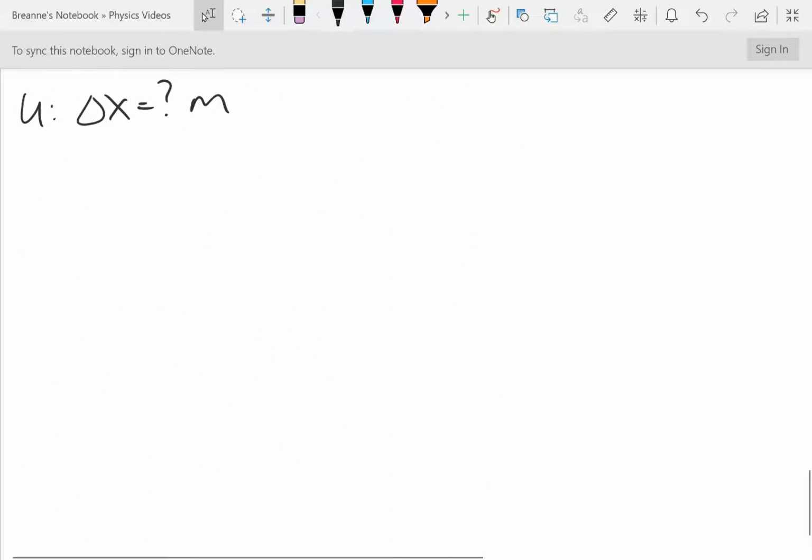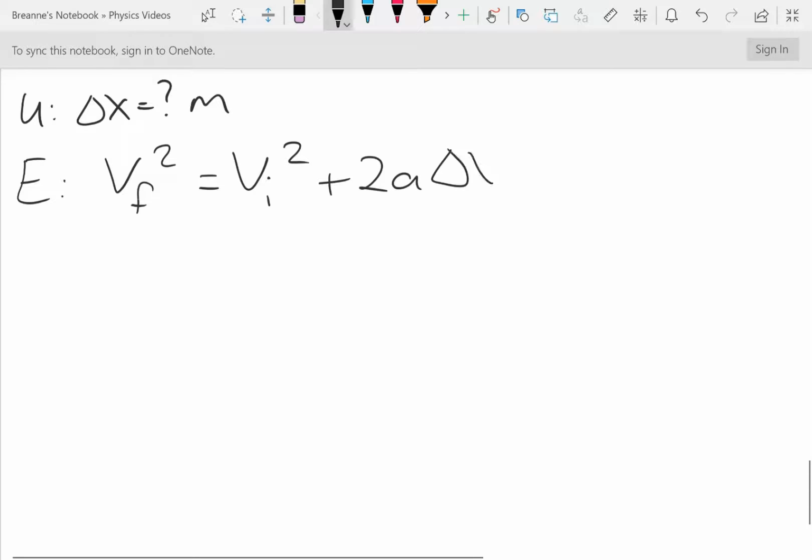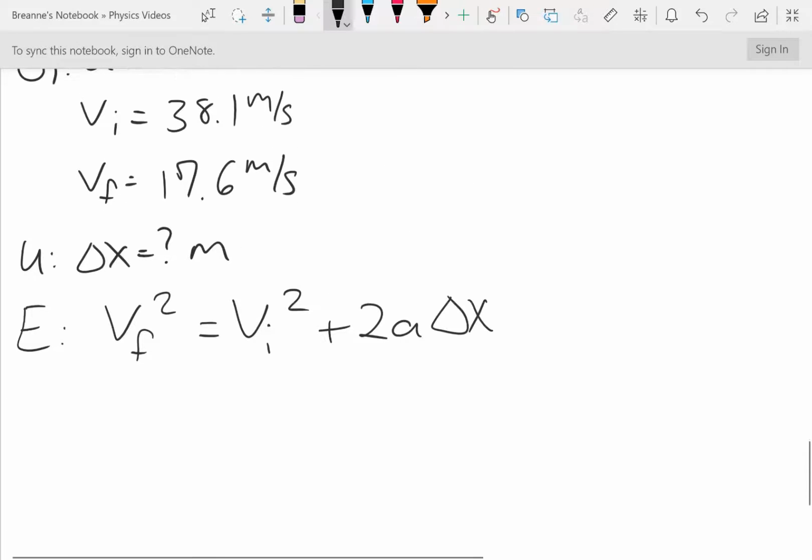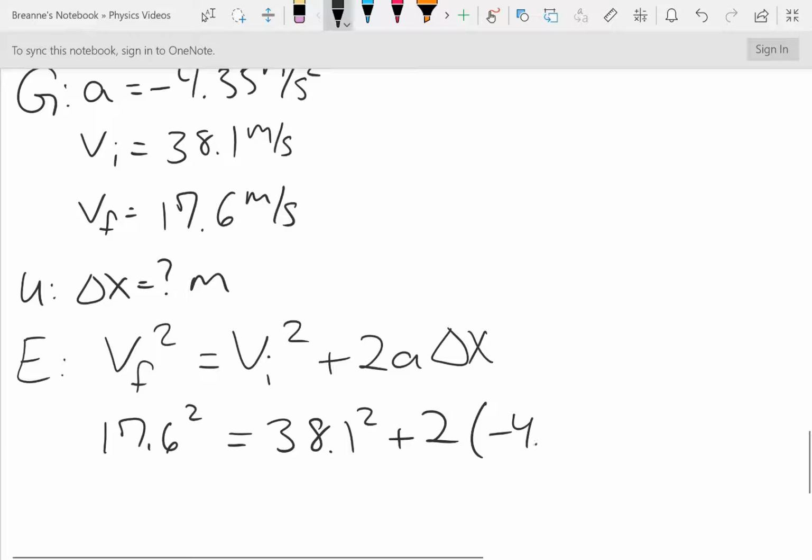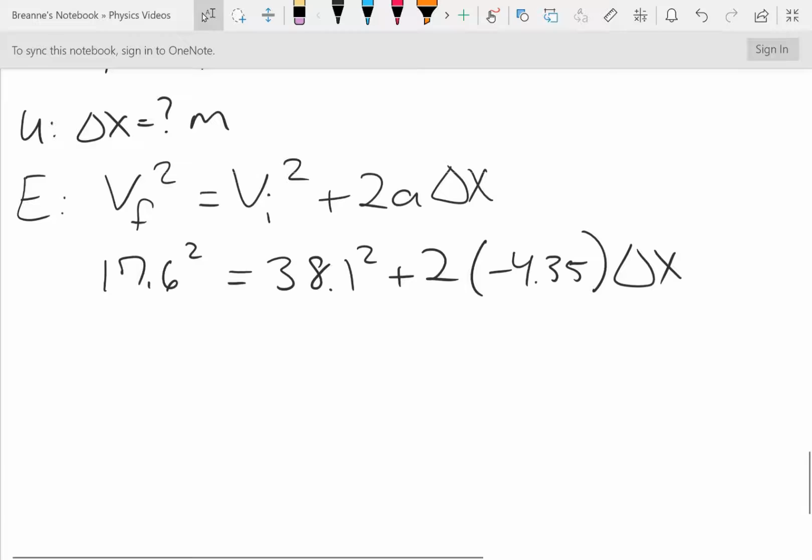So looking at our fourth equation, which is VF squared equals VI squared plus 2A delta X, we have your final velocity, which is 17.6 squared, equals your initial velocity, which is 38.1 squared, plus 2 times your acceleration, which is negative 4.35 times delta X. So now, again, it's purely an algebra problem at this point in time.